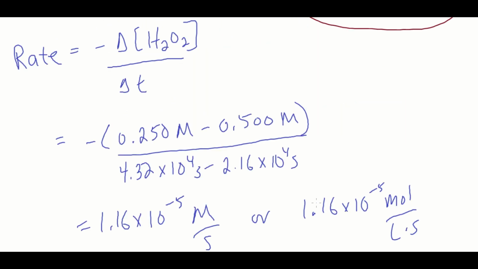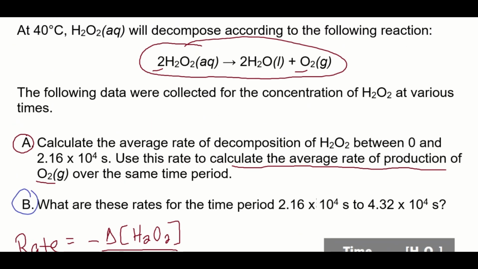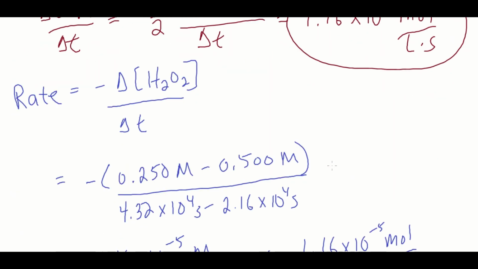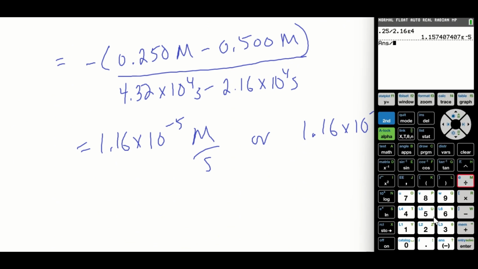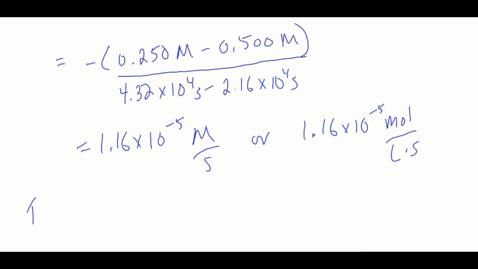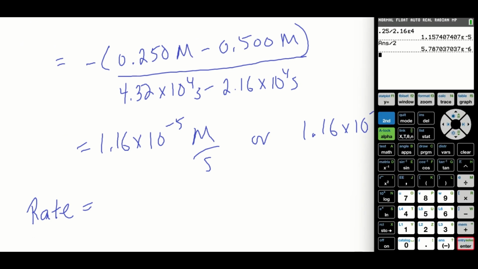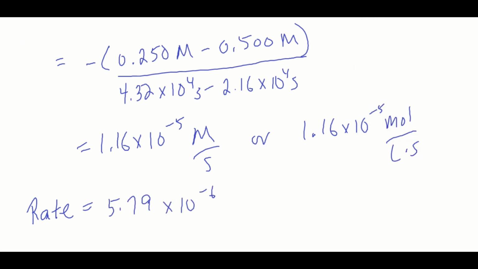So remember, the oxygen is being produced at half the rate. The stoichiometry tells us that. So every 2 molecules that hydrogen peroxides decompose, we get 1 molecule of oxygen. So let's take this number in our calculator and cut it in half. So the rate that oxygen is being produced in the second time increment is 5.79 times 10 to the negative 6 moles per liter second.